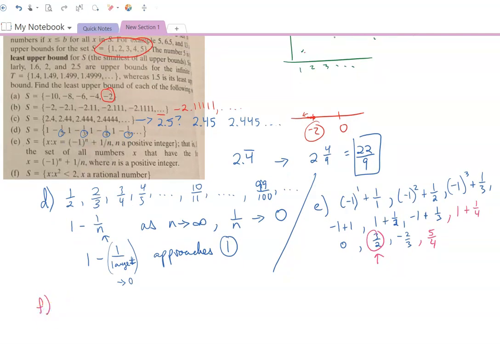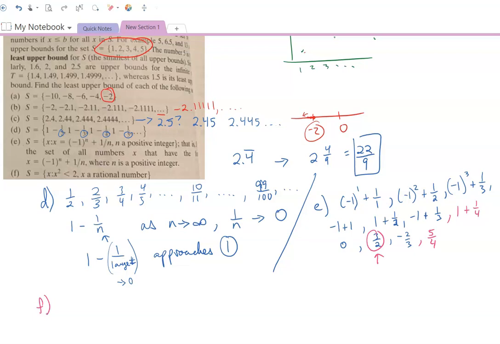And then for the last one, part F, we have the set of x such that x squared is less than 2 when x is a rational number, okay? So this brings a little bit of discussion about another problem that you have with rational numbers. Between any two rational numbers, there's an irrational number. Because we have an infinite number of numbers inside any amount of space, between any two numbers there's always another rational and another irrational number.